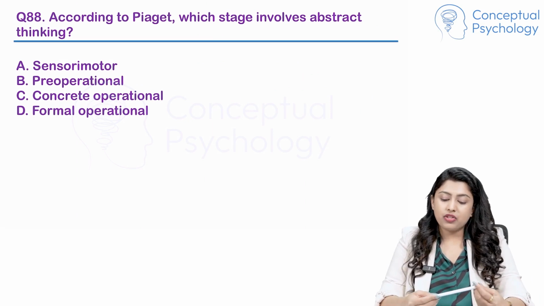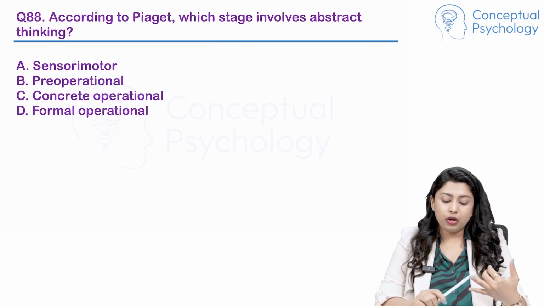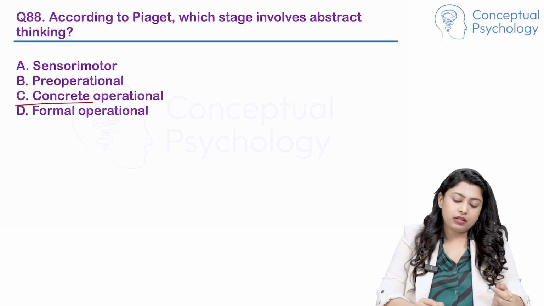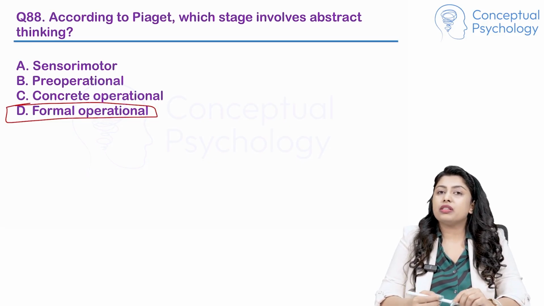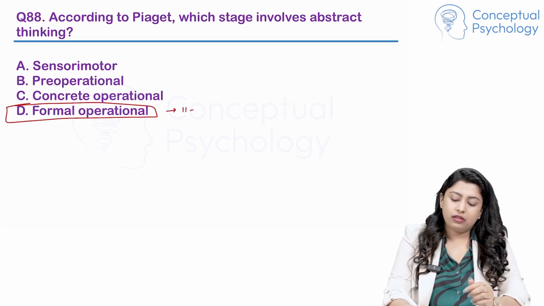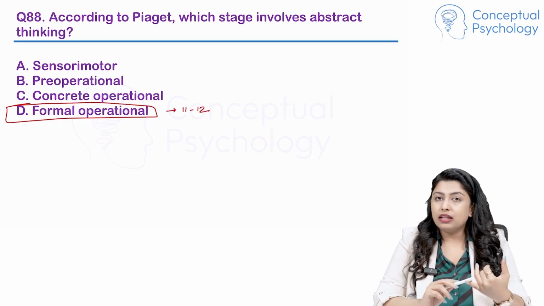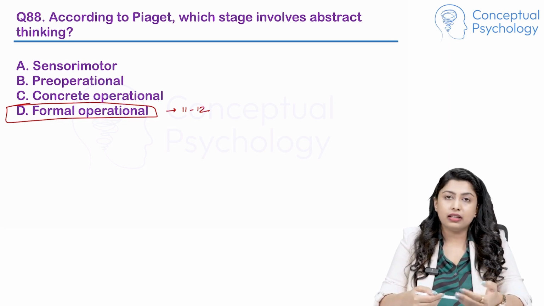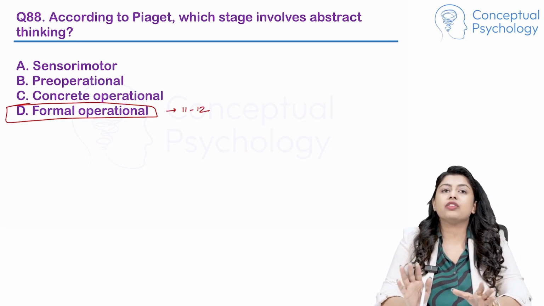Now, according to Piaget, which stage involves abstract thinking? Sensorimotor, preoperational, concrete operational, or formal operational? So the correct answer here is formal operational. Piaget's formal operational stage, typically beginning around the age of 11 or 12, is characterized by the ability to think abstractly, use hypothetical reasoning, and consider multiple variables simultaneously. So, this represents the highest level of cognitive development in Piaget's theory.